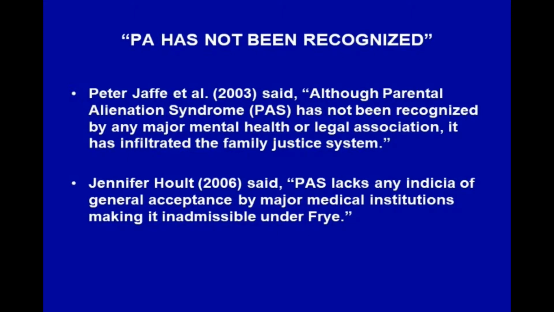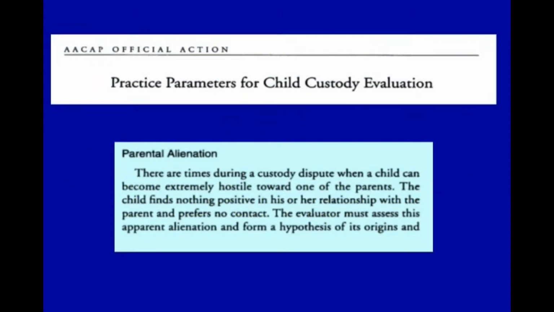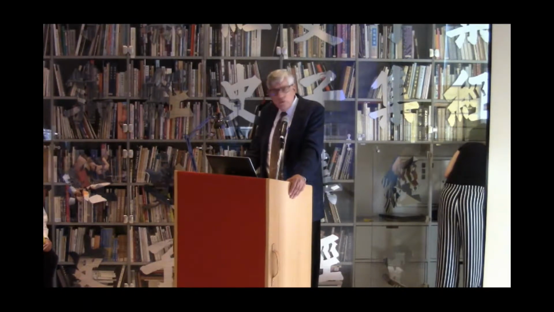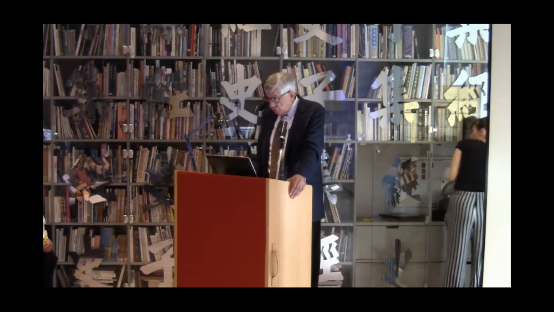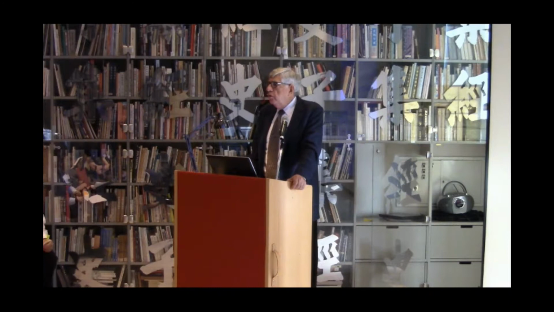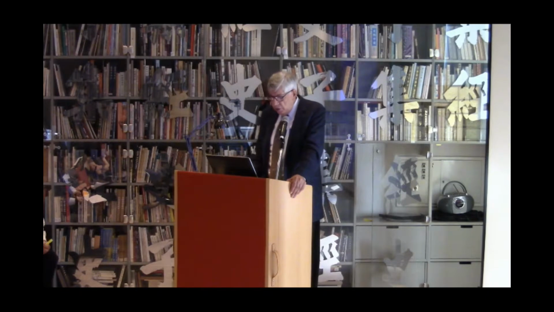Here's one that I belong to, the American Academy of Child and Adolescent Psychiatry. They actually call this an official action. This was a practice guideline on how to conduct a child custody evaluation. One of the sections of this document is a heading that says parental alienation. And it refers to the idea that there are times during a custody dispute when a child can become extremely hostile toward one of the parents, and you have to assess that. This goes back 20 years, that the biggest organization of child psychiatry endorsed the idea of alienation.